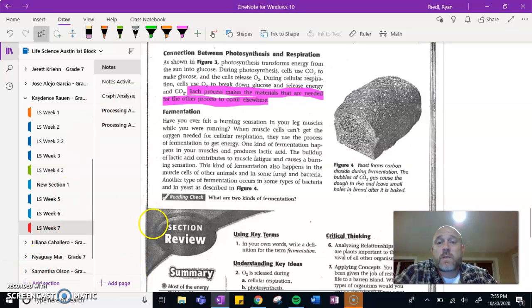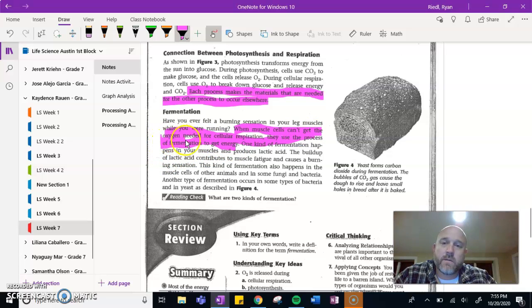Okay, so the last thing I want us to do is just take a highlight right here, and I want it in pink again. When muscle cells can't get the oxygen needed for cellular respiration, they use the process of fermentation to get energy. And I did a terrible job. Hopefully you do a better job than me of highlighting here.